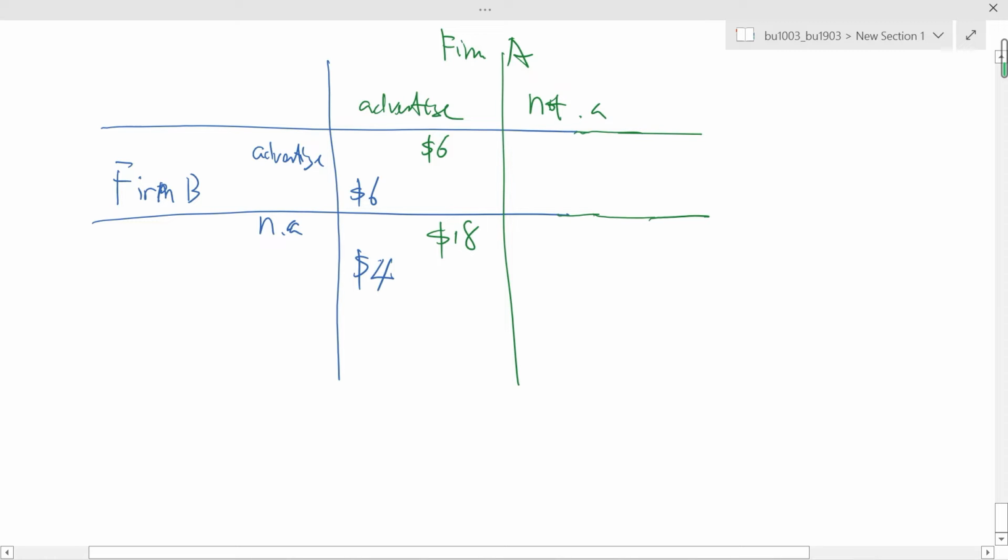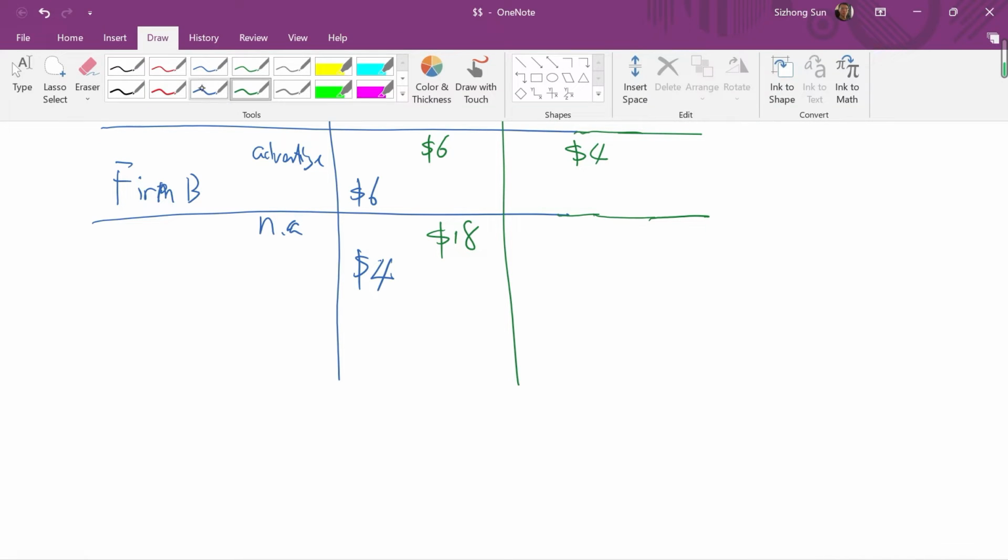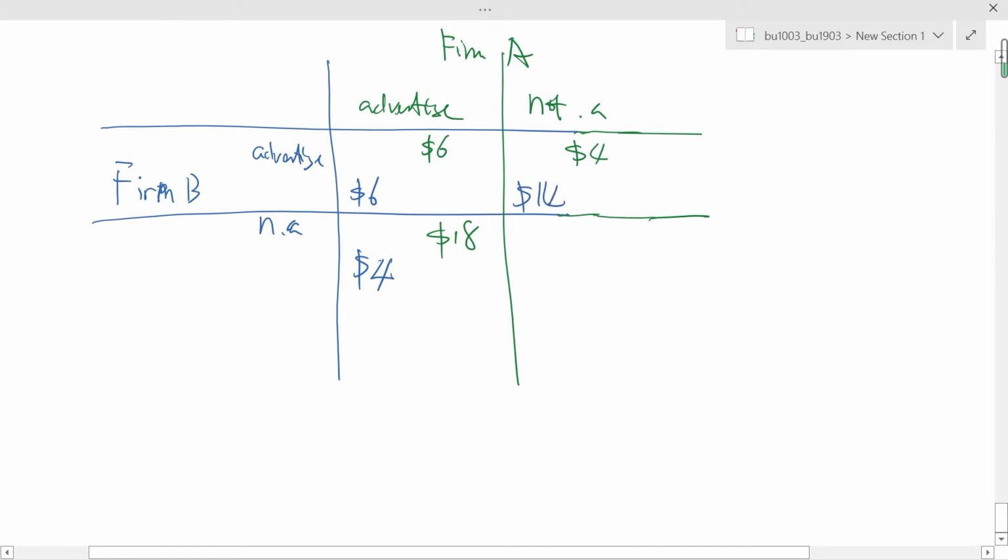Similarly, if firm B advertises, firm A not, then firm A will lose out. If both of them do not advertise, then they can save the advertising expenditures. So the profit for them is this 16, suppose.